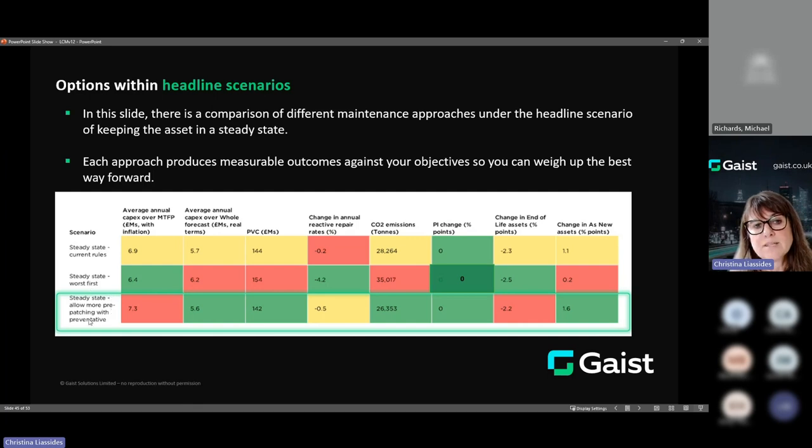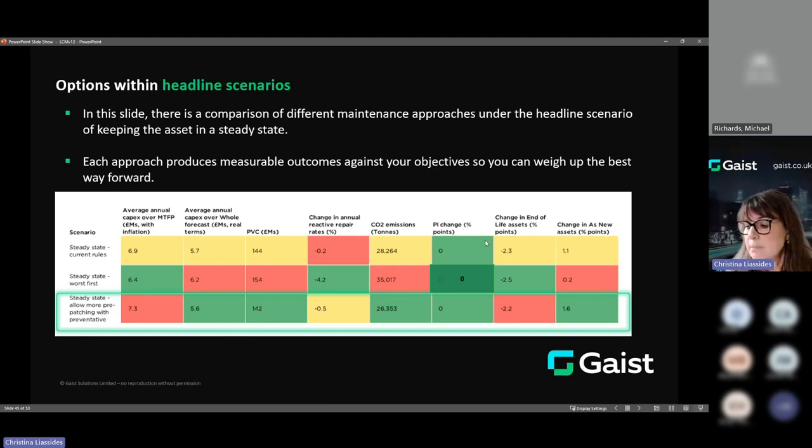Or what happens, for example, if you're not necessarily going to do the worst first, but you're going to push your preventative to maybe a little bit later in the life. So you're going to do a bit more pre-patching with your preventative. And we could do another scenario as well that says what happens if you intervene earlier with your preventative. And then we compare that against various priorities. Ultimately, this enables you to make a decision about what priorities might have more weight against others.